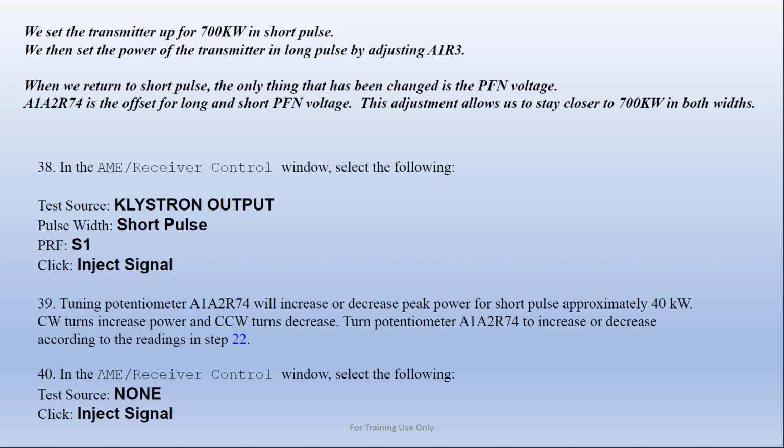If the output power is different than it was before, the only thing we've changed between short pulse and long pulse was the PFN voltage. A1, A2, R74 will adjust for that, and you will adjust A1, A2, R74 until you get the output power at the output of the four-way splitter to be the same as what you had previously before you made your long pulse adjustment. Once you've got that, change your test source to none and inject signal to turn your transmitter off.